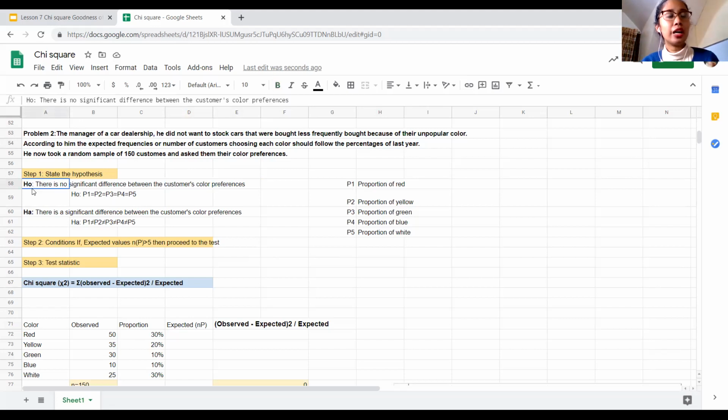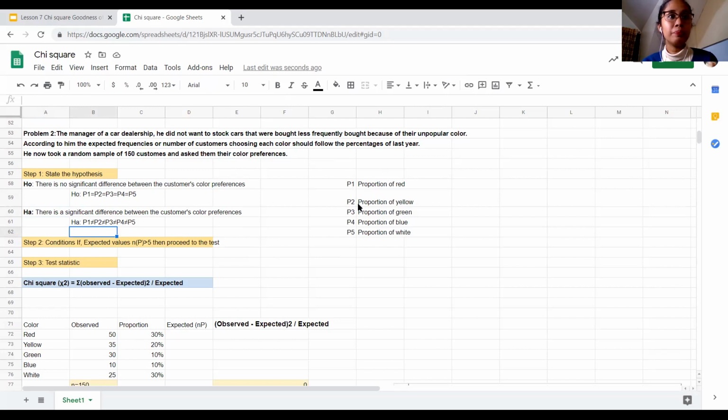So the null hypothesis is there's no significant difference between the customers' color preferences, and the alternative hypothesis, there's a significant difference between the customers' color preferences. So look at how I represented your null hypothesis, class. May mga mali pa rin dito. So equal sign po ang ginagamit. And for the alternative hypothesis, not equal sign po ang ginagamit.